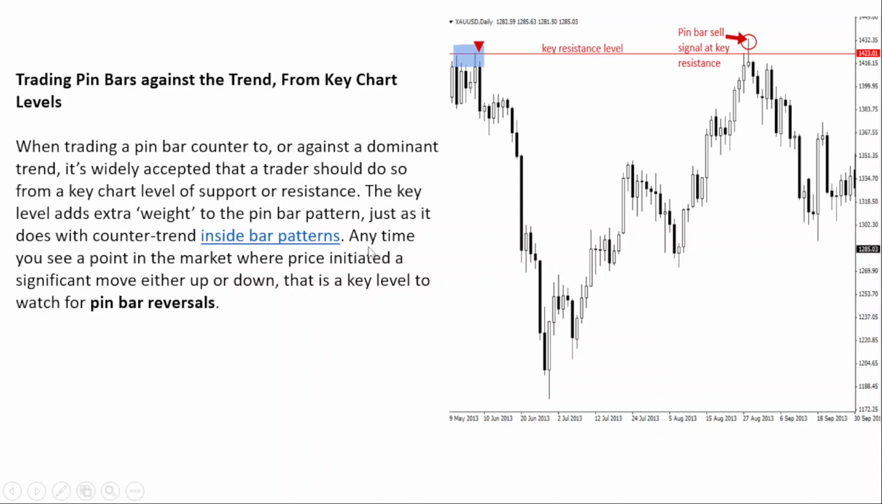The key level adds extra weight to the pin bar pattern, just as it does with the counter-trend inside bar patterns. Anytime you see a point in the market where price initiated a significant move, either up or down, that is the key level to watch for a pin bar. Here we have a key resistance level, when the market started moving upward by creating higher highs and higher lows.